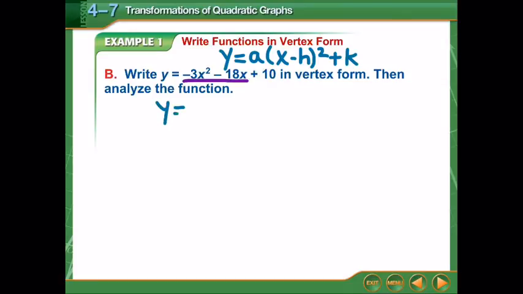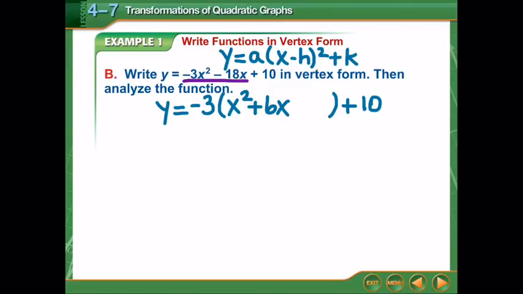So I'm going to write y = and I noticed in those first two terms I could factor out a -3. So I'm going to write -3 open parenthesis. If I factor out a -3, then I would be left with x² + 6x. Notice it's a positive 6x because -3 times positive 6 would be the -18. Okay, I'm going to leave a space and put my closed parenthesis and then put + 10 on the end.